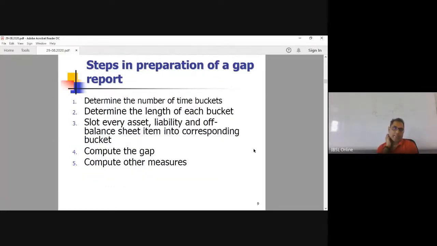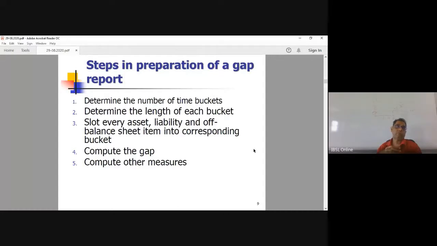So basically, you would create a series of time buckets, right? And when you say time bucket, you say 1 month, 1 month to 3 months, or 1 month to 2 months. So you will decide how many buckets you need and what the length of those buckets are. So for example, you could have 1 to 3 months, 3 to 6 months, or 1 and 2 months, or 3 and 6 months, 3 and 4 months.